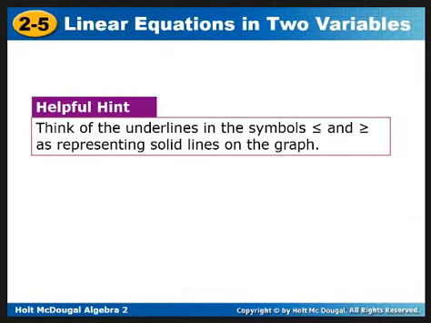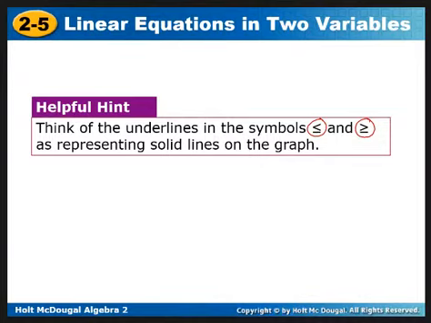Okay, now when we use symbols, basically what's going to happen is we're going to graph a boundary line. If you have a less than or equal to sign or a greater than or equal to sign, your line is going to be solid, which indicates that points that are on that line will actually be solutions to the inequality we're looking at.